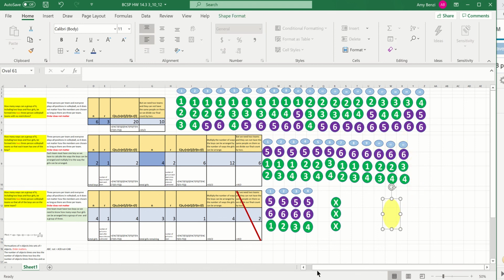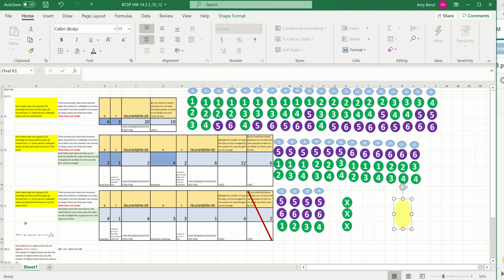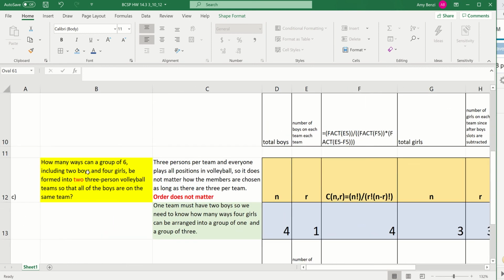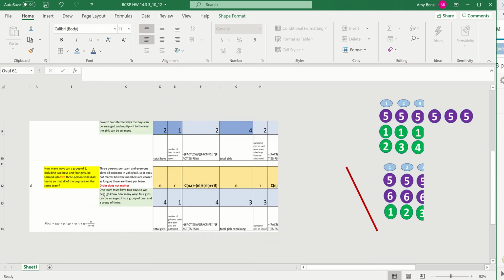All right, let's move on to part C. Part C says, how many ways can a group of 6, including 2 boys and 4 girls, be formed into 2 3-person volleyball teams so that all of the boys are on the same team?